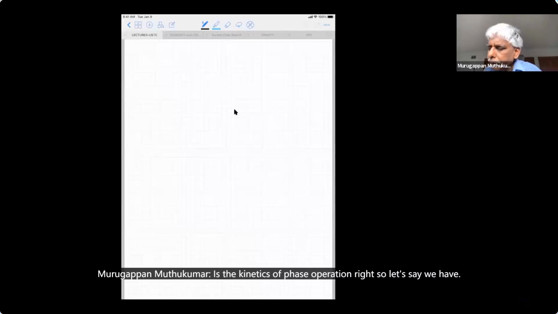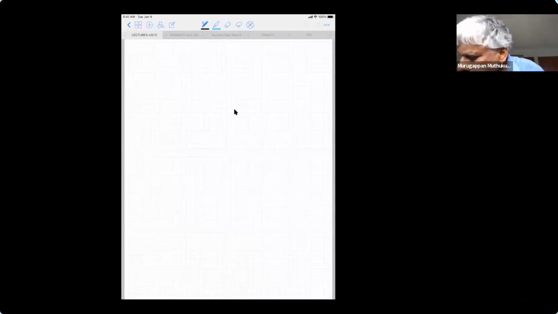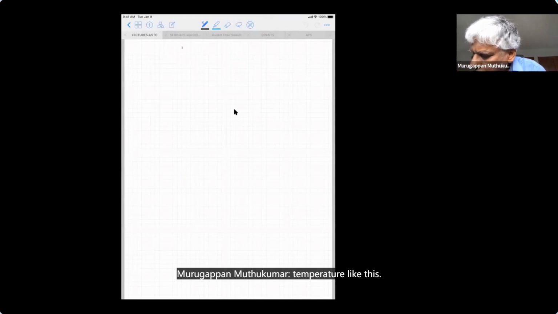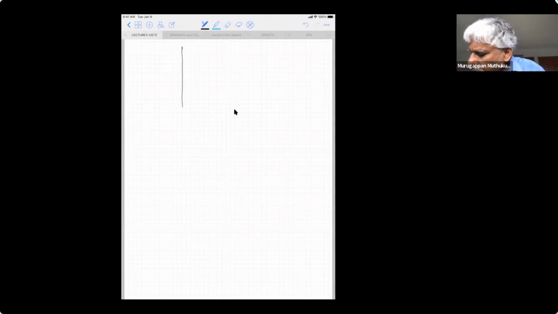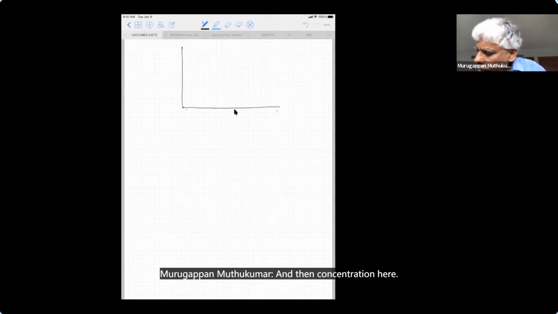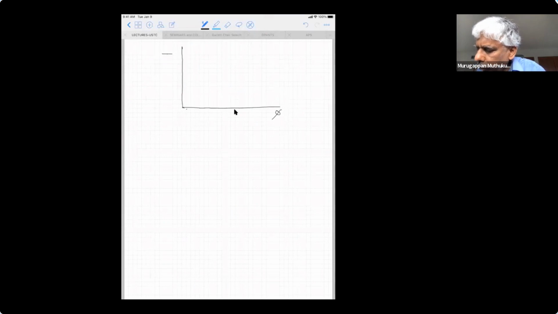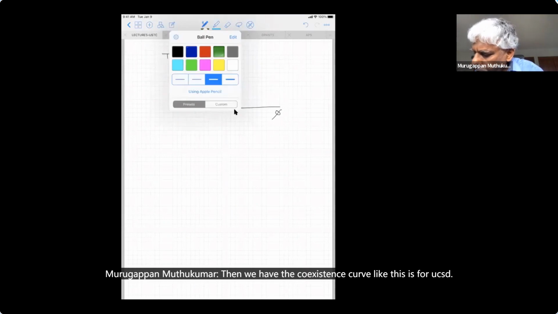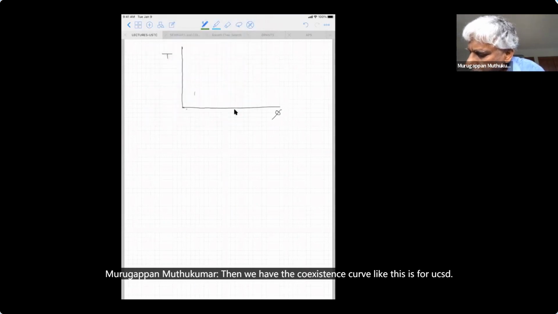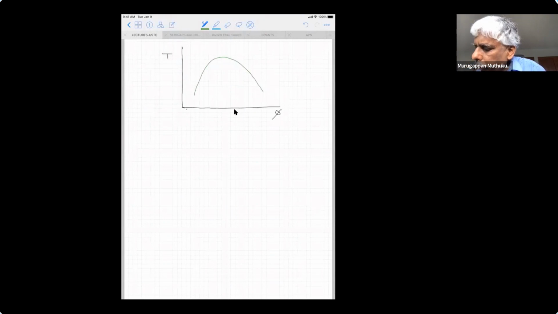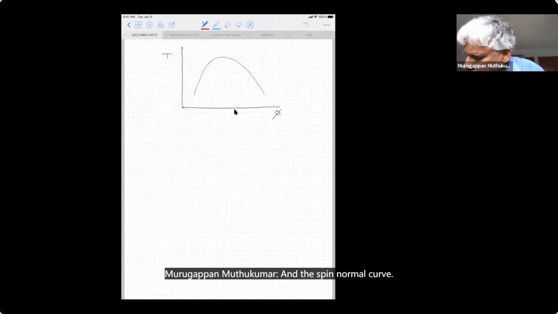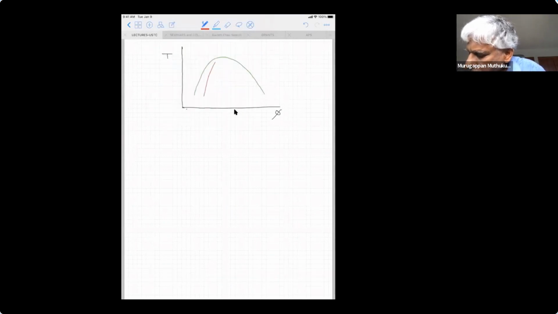Characteristics of phase separation, right? So let's say we have a temperature like this, and then concentration here. Then we have the coexistence curve like this. This is for UCST, and the spinodal curve is like that.